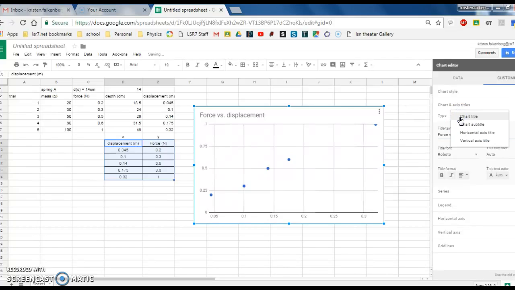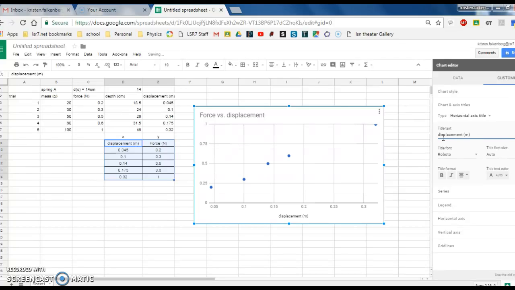I'm going to select that, and go down to horizontal axis. The horizontal axis is displacement, and I'm going to give my units. In all graphs, my axes need a unit listed. I'll go up to vertical axis title, and that's my force. I'm going to have that in newtons. And that's pretty much all I want. If I'm looking at a force versus displacement graph, that's great.